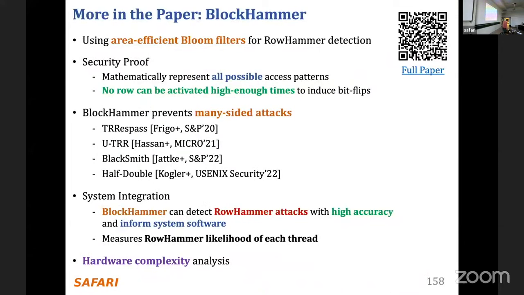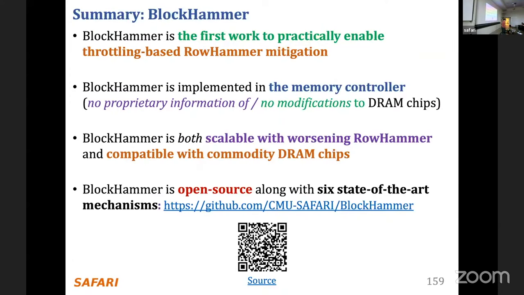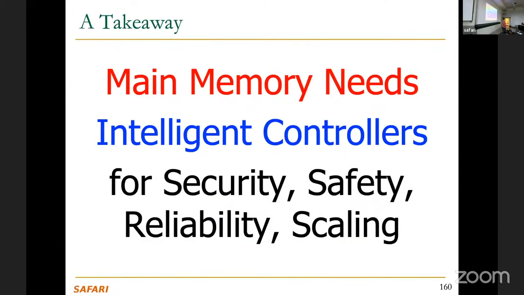So there's a lot more room, in my opinion, to solve RowHammer. Okay, but we can also look at the open source code because we released BlockHammer open source along with six state-of-the-art mechanisms. Okay, so this is an example of another intelligent control. This is what I was really referring to with intelligent control. Now we have an intelligent control that's keeping track of which rows are being activated a lot and doing something about it. Much more intelligent than PARA. And PARA is more intelligent than existing memory controllers.